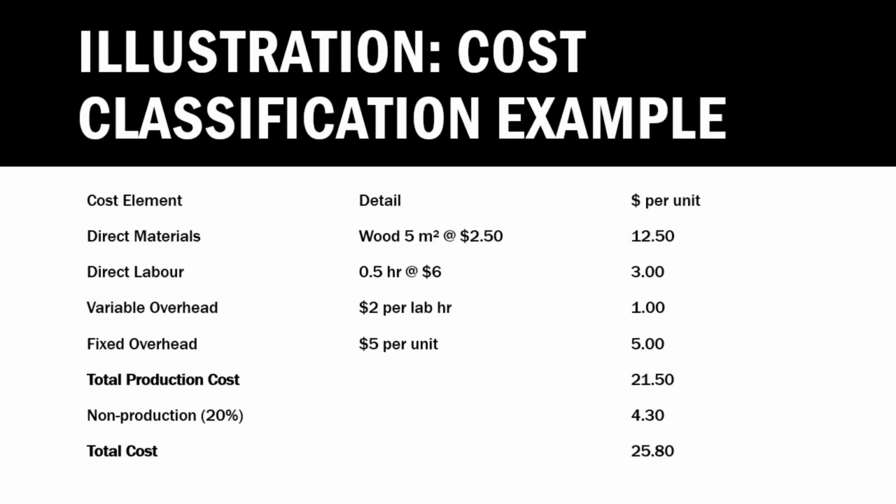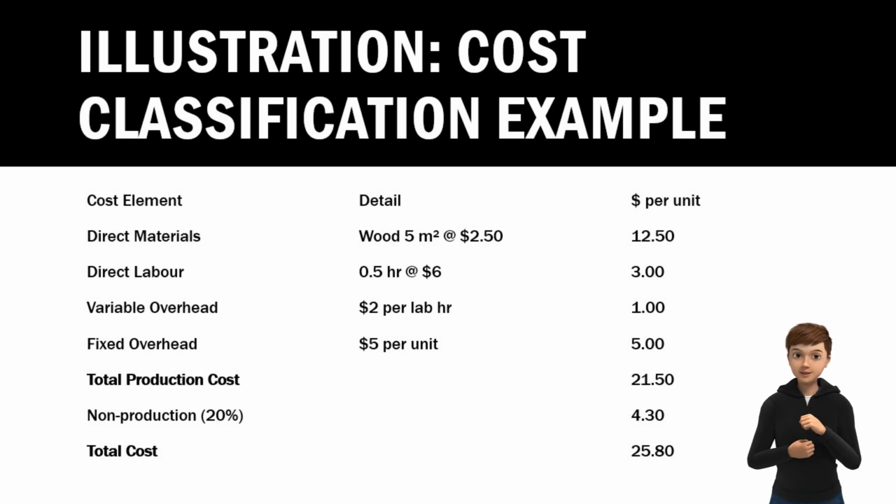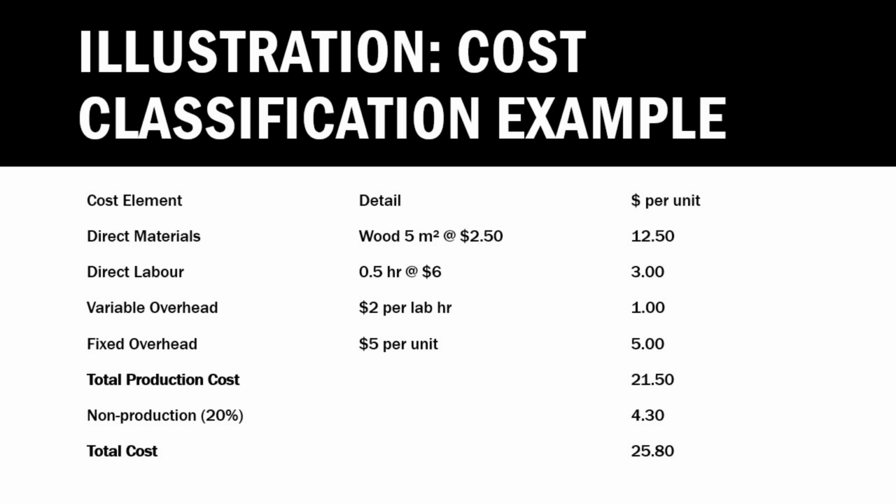Here's how the different cost elements combine to form the total cost per unit. We start with direct materials. With 5 square meters at $2.50 per square meter, that gives $12.50 per unit. Next is direct labor. 0.5 hours at $6 per hour. That gives $3 per unit. Then variable overhead. $2 per labor hour. Based on the labor hours used, that gives $1 per unit. Then fixed overhead. $5 per unit. This is fixed production overhead absorbed per unit.